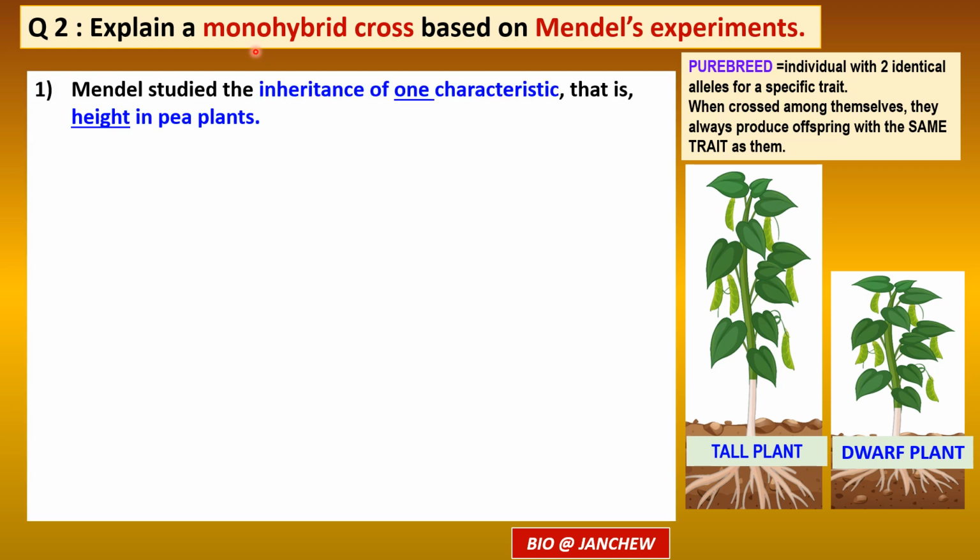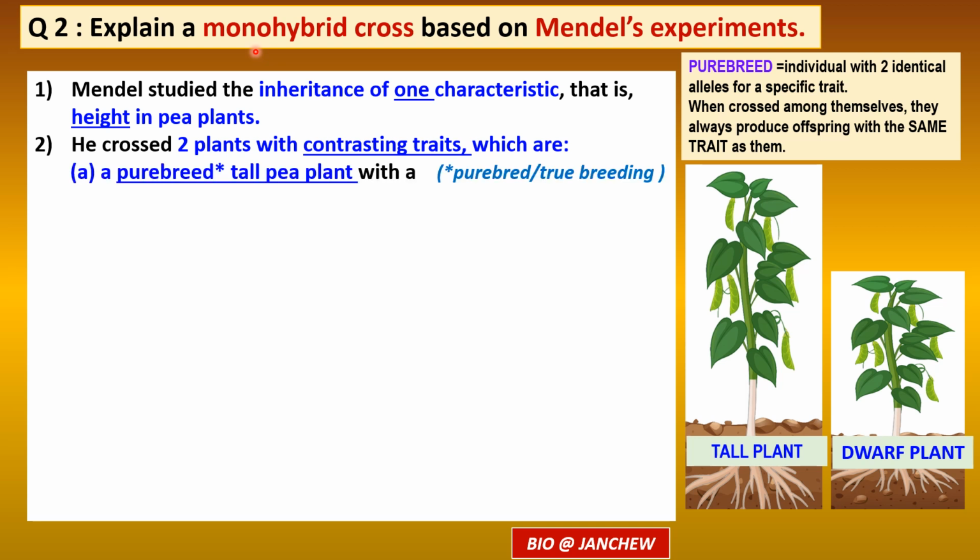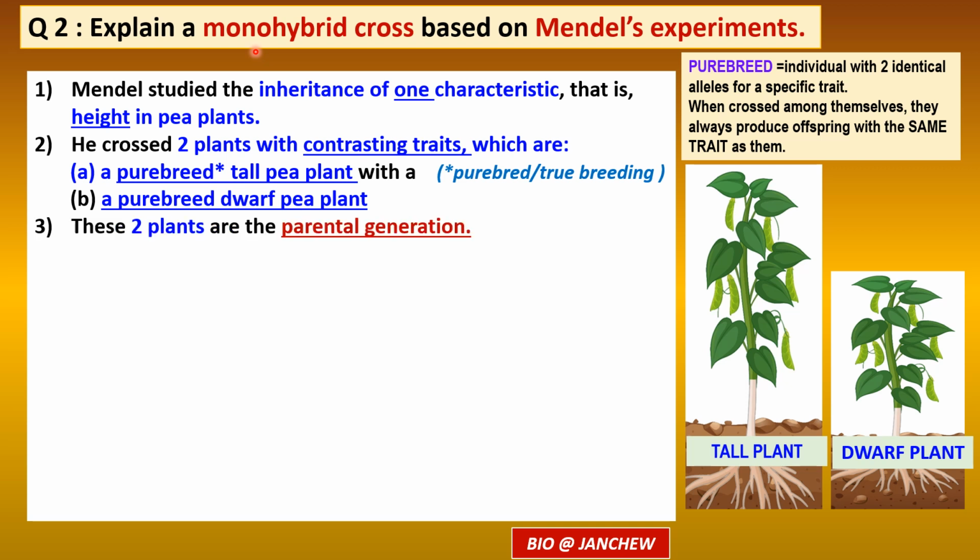So Mendel studied the inheritance of one characteristic, that is height in pea plants. And he crossed two plants with contrasting traits, or which have differences in height, which are a pure breed tall pea plant, or a purebred tall pea plant, or a true breeding tall pea plant, with a pure breed or purebred dwarf pea plant. So these two plants are the parental generation.